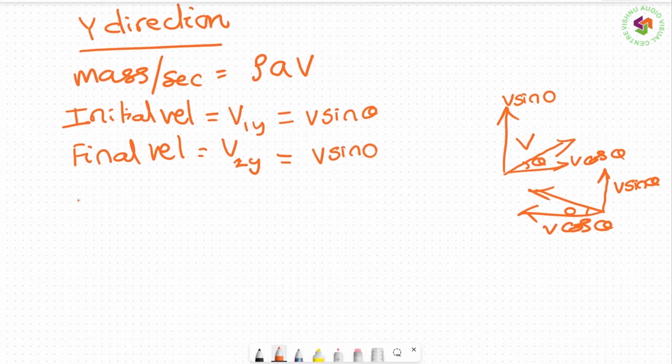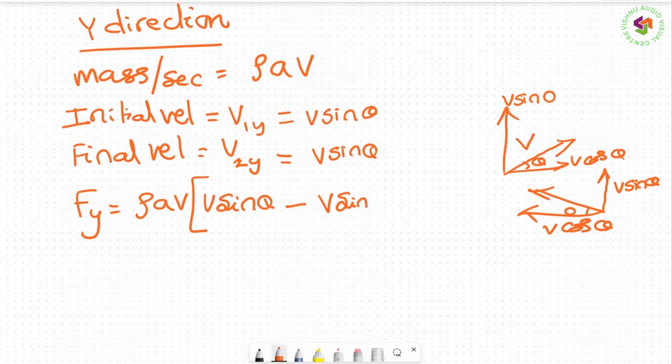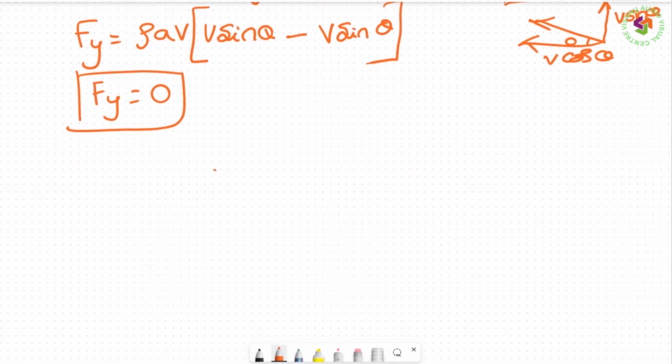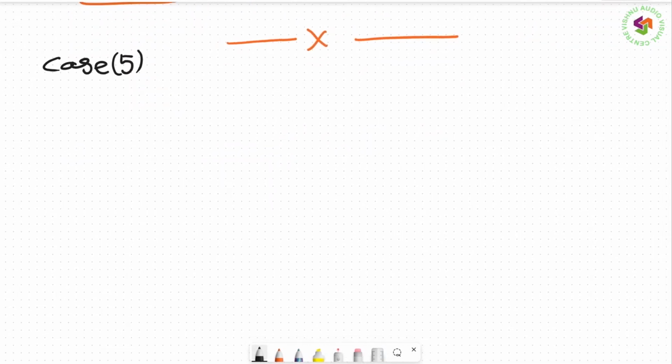So now if I put it, Fy is equal to rho AV into v sine theta. Both are acting upwards only. Minus v sine theta. So naturally it is equal to 0. So finally, both the cases are over. So this completes the fourth case. What is the last case? Case 5. Case 5 is nothing but only a small change from case 4.